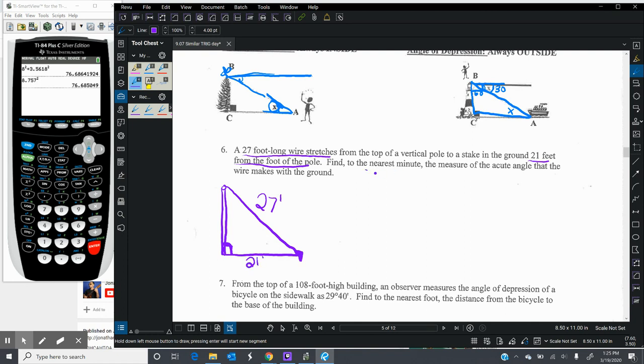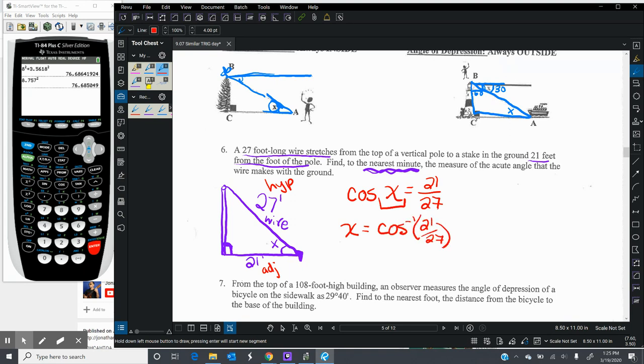And to the nearest minute, so we're going to have to convert to degrees, minutes, seconds, to measure the acute angle the wire makes with the ground. So if our wire is here, now you'll see our ground is at the bottom, we're looking for angle X. So from that angle, we have the adjacent side and the hypotenuse. So we use the cosine function, again, X equals 21 over 27. Again, finding an angle, we automatically go to X equals cosine to the negative 1, 21 over 27.